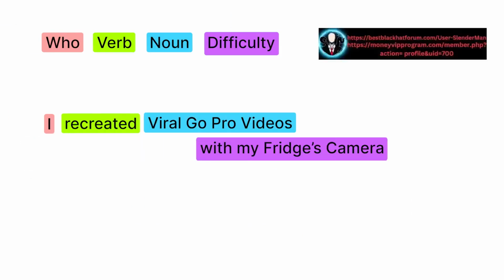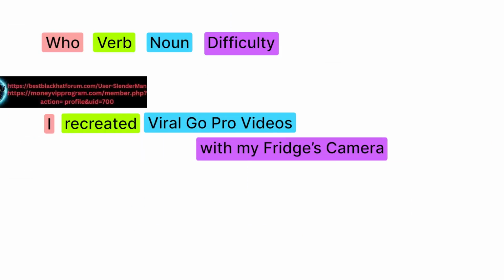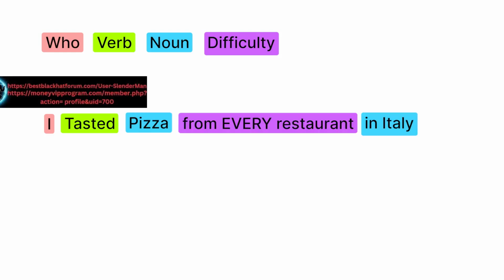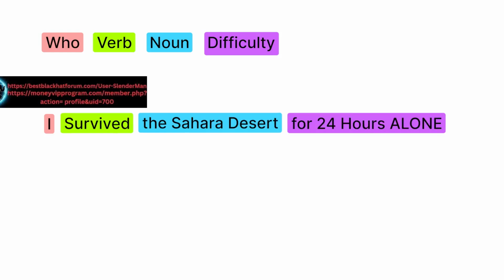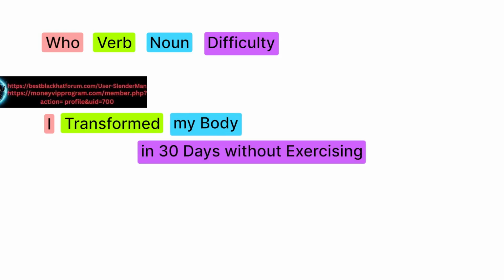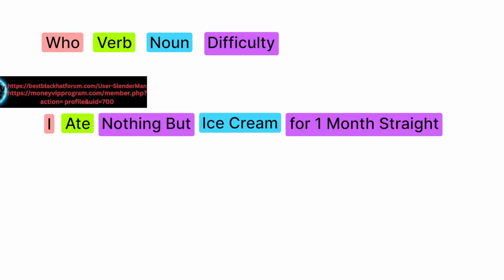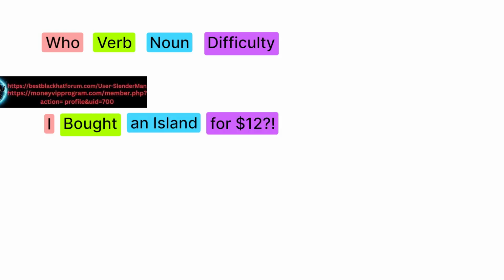I recreated viral GoPro videos with my fridge camera. I tasted pizza from every restaurant in Italy. I survived the Sahara Desert for 24 hours alone. I transformed my body in 30 days without exercising. I ate nothing but ice cream for 1 month straight. I bought an island for $12.